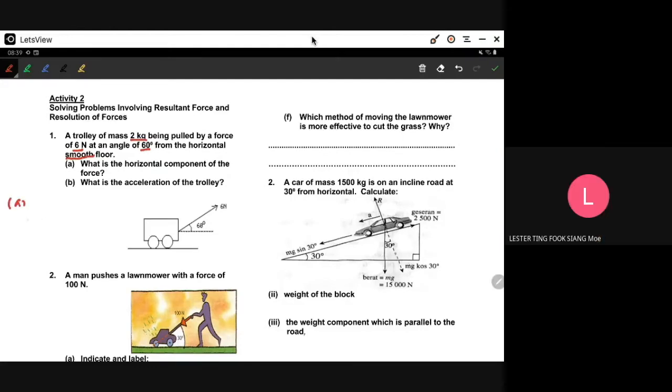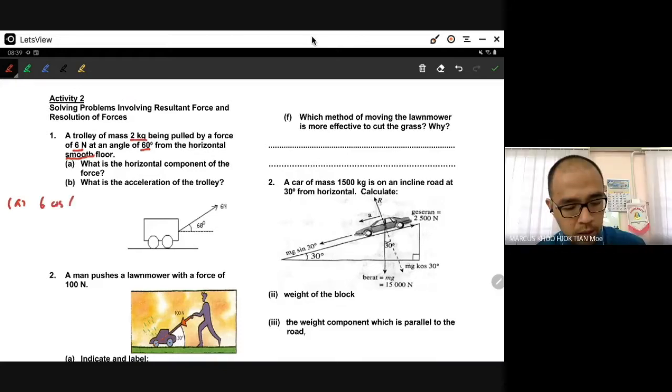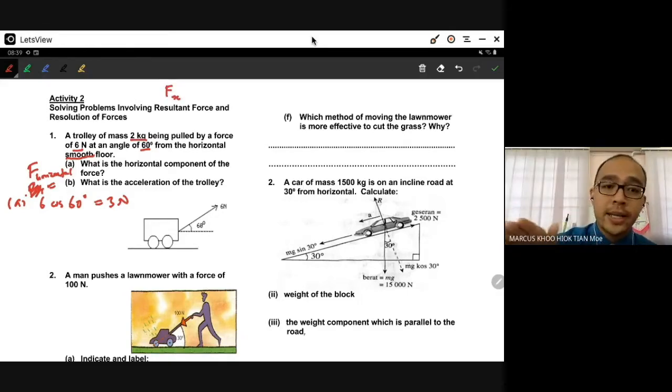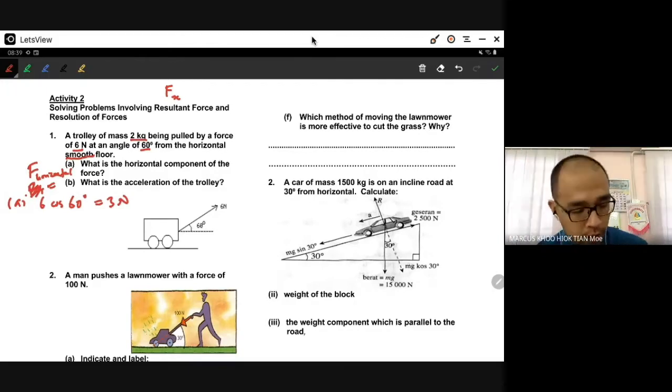6 cos 60 equals 3 Newton. This will be Fx, as in the horizontal component. We call it F horizontal. Some books will call it Fx also, because x is the horizontal axis. Paksi x. All right, good.